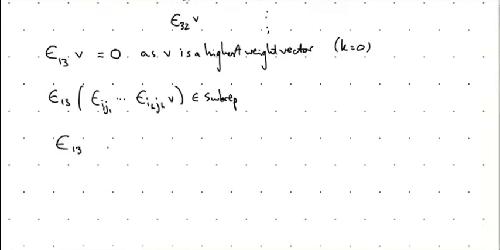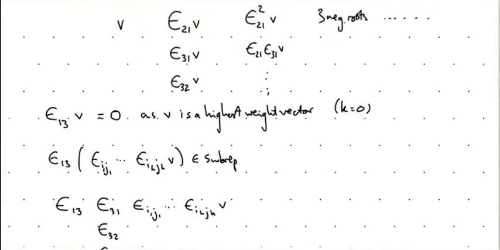If I do E13 and then I have an extra negative root here, it's one of three things. It's either E31, E32, or E21. And then there's some more stuff like Ei1j1 up to EikjkV. Okay, so what I need to do is for each of these three cases, I need to check that this is some linear combination of these basis vectors.